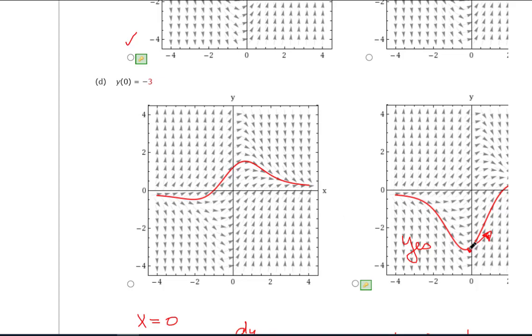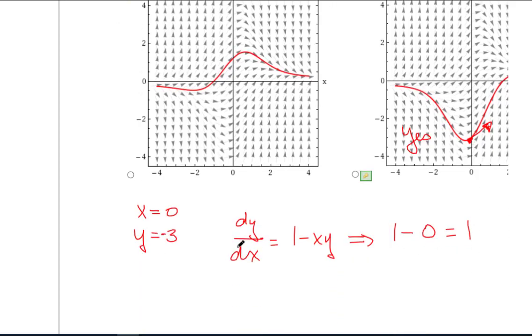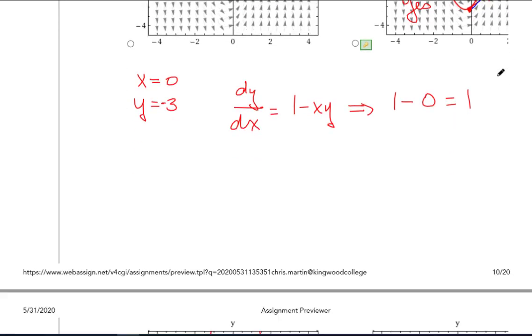Here is (0, -3). And let's see what's going on there. Well, 0 times -3 is still 0, and the slope here is coming upward at 1. So the flow pattern looks like the following.